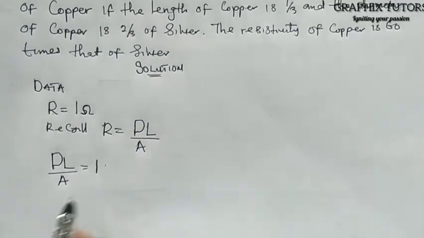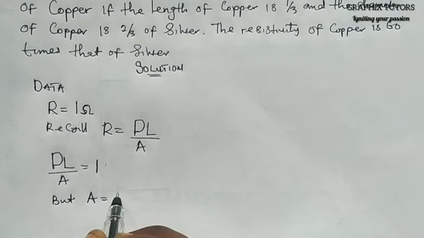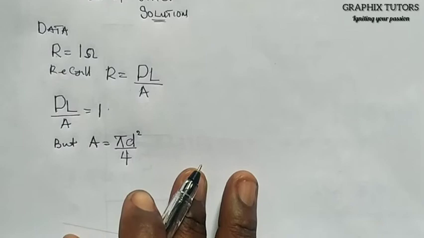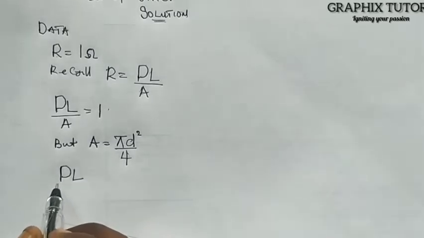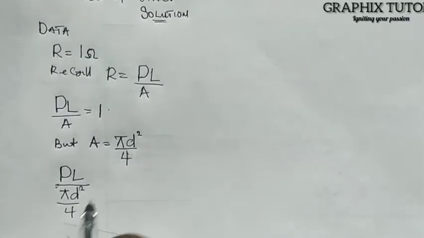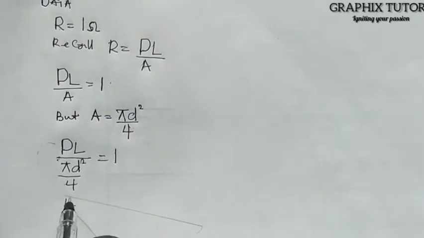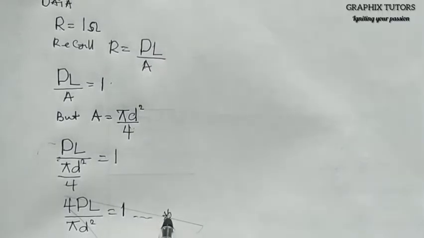But area is equal to pi d square all over 4, right? So if I place this here, I'll have resistivity multiplied by length all over pi d square over 4 equals 1. Now the 4 will come up to multiply, so I'll have 4 resistivity multiplied by length over pi d square equals 1. So this is what you need to put into consideration, right?